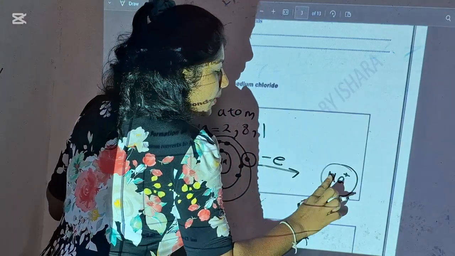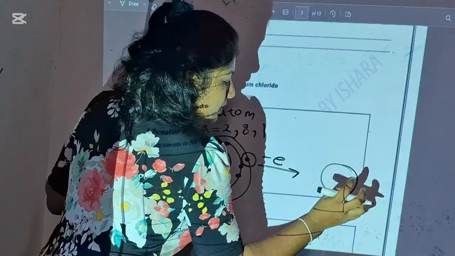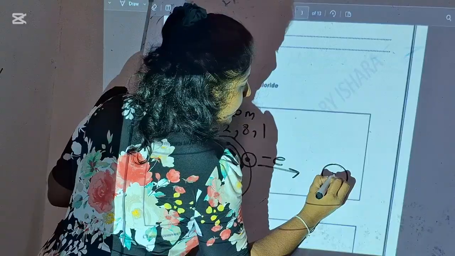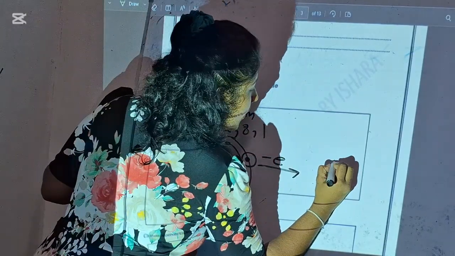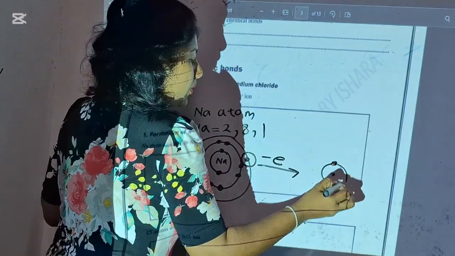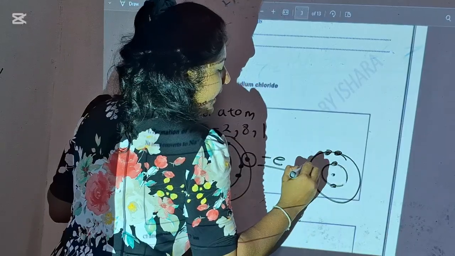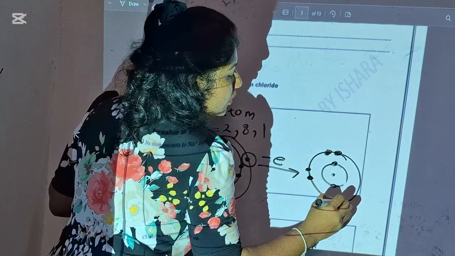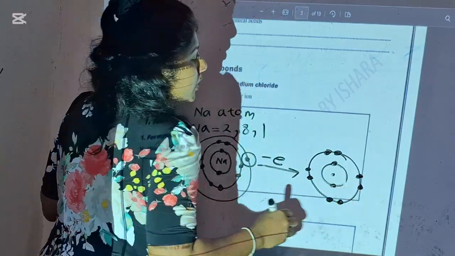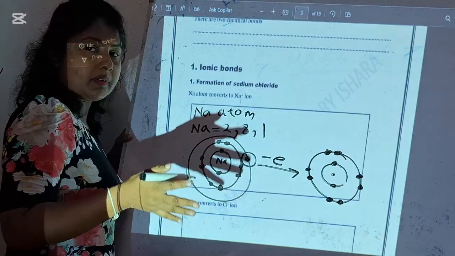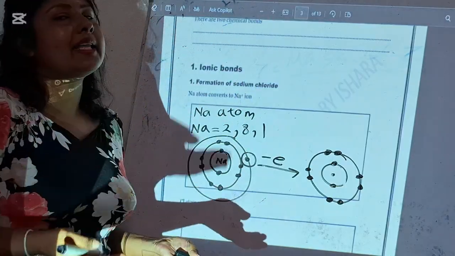Then sodium, this is the nucleus of sodium. So 2 electrons in the first shell, in the second shell 8 electrons. But look at what happened with the last shell. There is no electron in the last shell because it previously released that one.